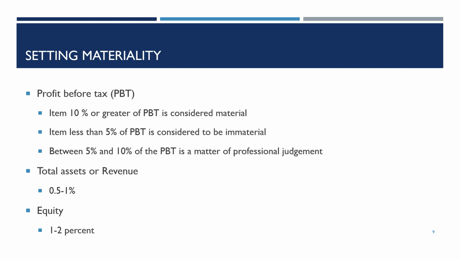AASB 1031 provides guidelines on the percentage to be used when calculating materiality. Any item that is 10% or greater of profit before tax is considered to be material. Any item less than 5% of profit before tax is considered to be immaterial. The materiality of any item between 5 and 10% of the profit before tax is a matter of professional judgment for the auditor. When using total assets or revenue as a base, which is a bigger number, the percentage falls to 0.5 to 1%. And when equity is the base, the percentage is from 1 to 2%.